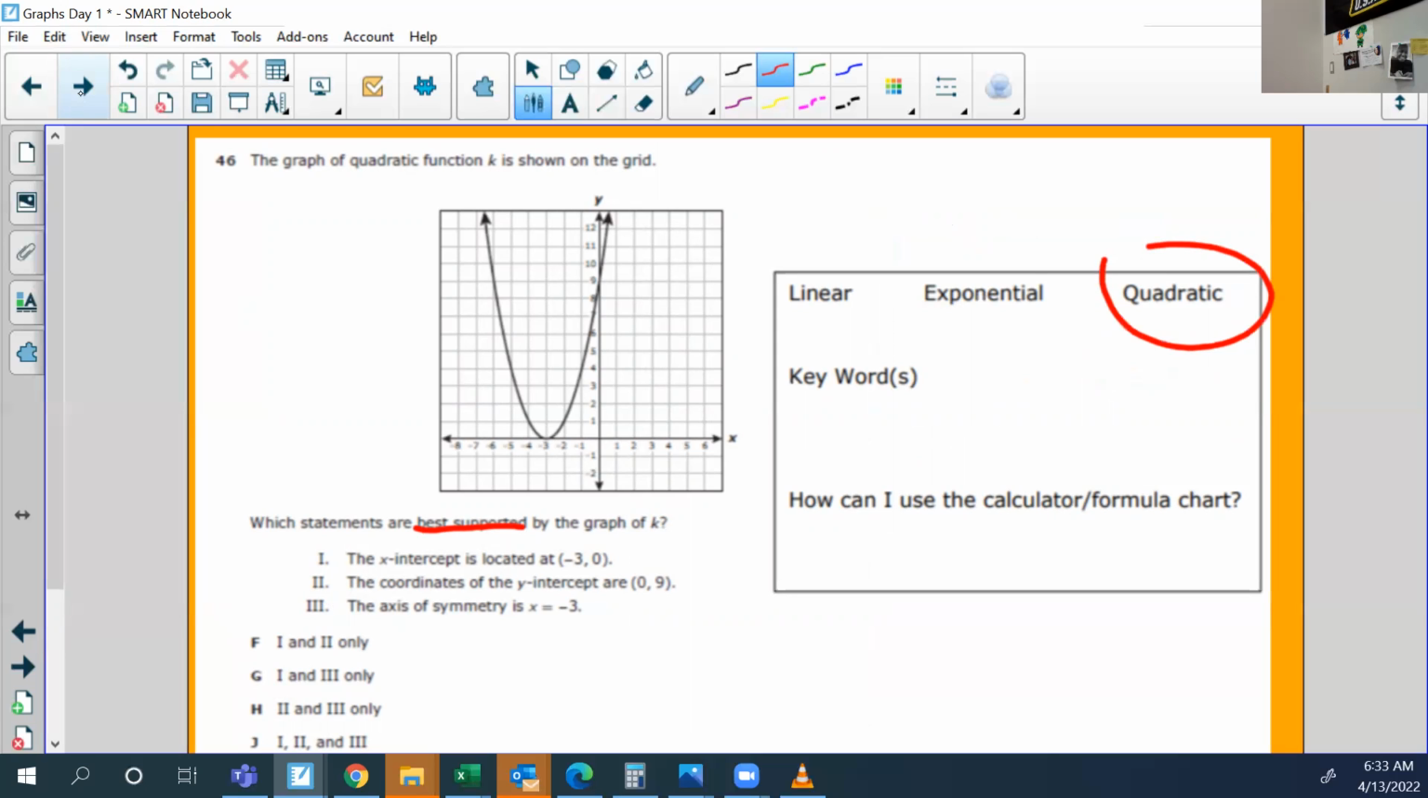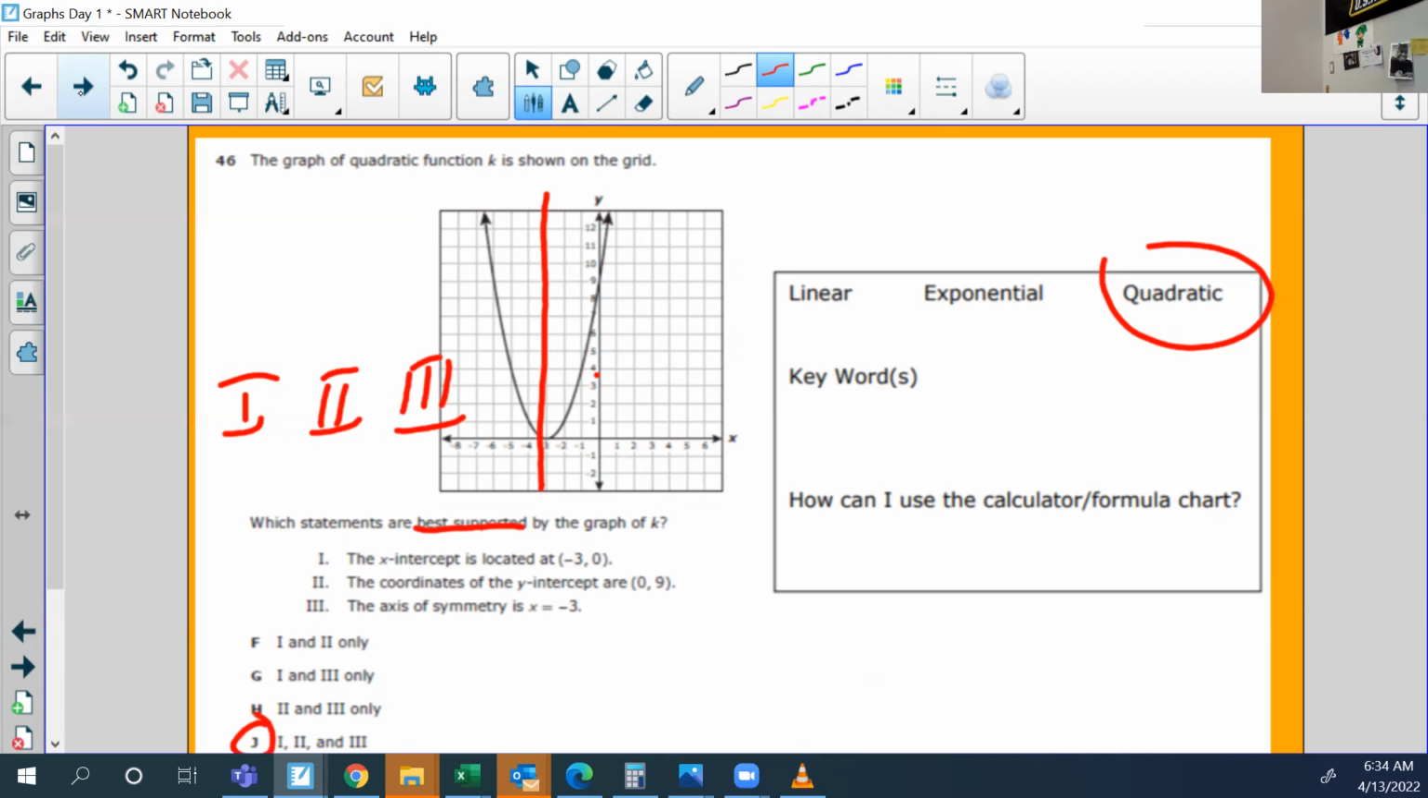The x-intercept is -3, 0. The x-intercept, yes, that is correct. So we know 1 is correct, right? The coordinates of the y-intercept are 0, 9. Yes, that is correct, 0, 9. So we know 2 is correct. And the axis of symmetry is x equals -3. The axis of symmetry, remember, is the line that splits the graph. Yes, so 3 is correct. So all 3, 1 through 3, are correct.